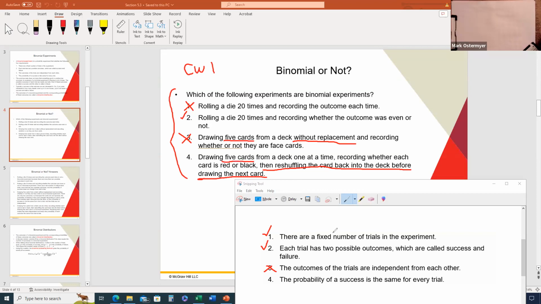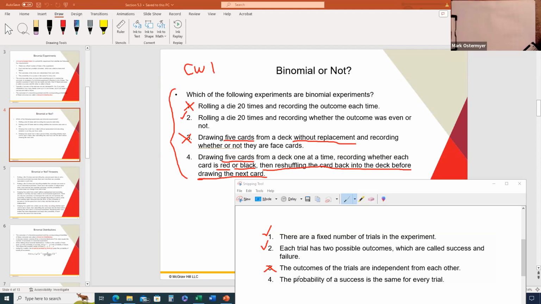Each trial has 2 possible outcomes. Yes. It is either a red or a black card. Number 3, the outcomes of the trials are independent from each other. Yes, because this is an experiment with replacement. We're replacing the card back into the deck before we select another card.